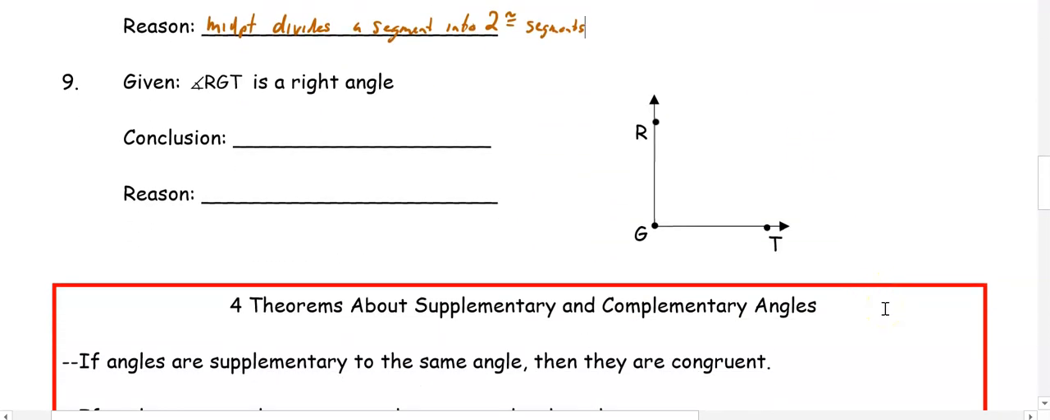Number 9, the angle RGT is a right angle. So because of that, we know that these two rays are now perpendicular. So RG has to be perpendicular to GT. Remember, we want GR to be congruent to GT because G is the endpoint of both rays. And our reason then is that right angles are formed by perpendicular lines.